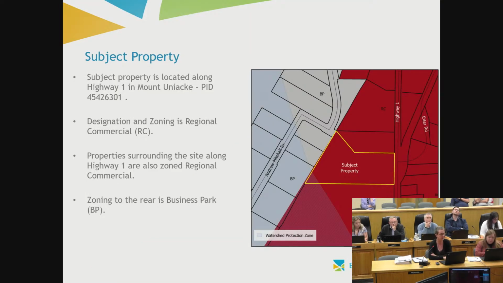So the subject property is located along Highway 1 in Mount Uniacke. You can see the property outlined in yellow on the map. The designation and zoning is currently regional commercial, RC, and you can see along Highway 1 to the north and the south, that's all regional commercial. Then to the rear of the property along Andrew Mitchell Drive is the business park zone.